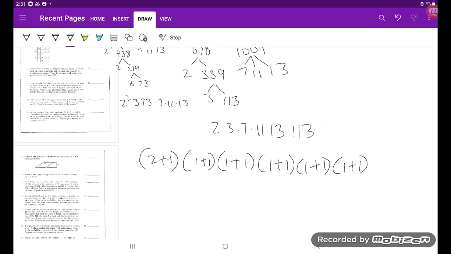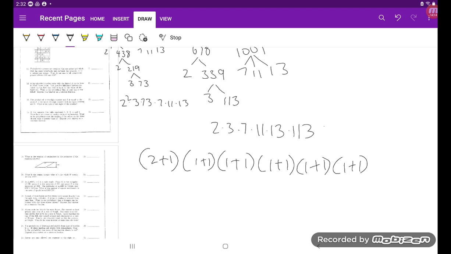And why do we have to add 1 every time? It's because we can have the number to the 0th power, which is just 1. So what does that mean? It means we can have a factor that doesn't include the number we have. So for example, we can have a factor that isn't even, like 7 times 11. That's not even, so it doesn't have 2 as a factor.